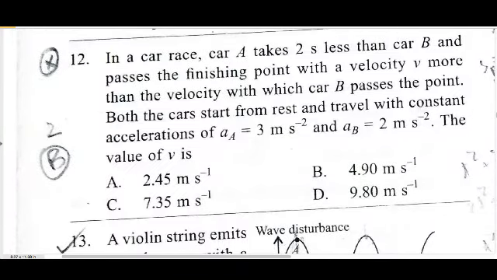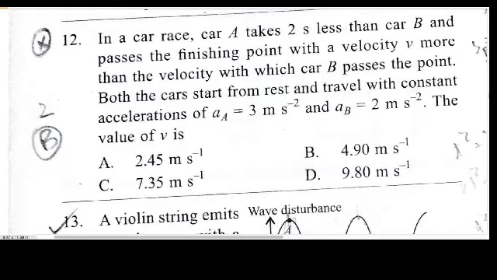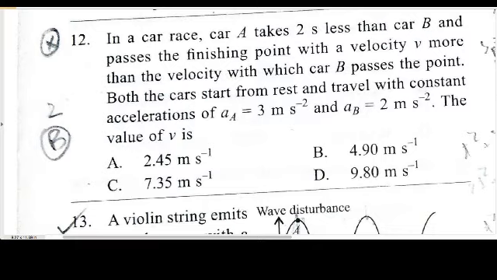And so now let us see the next question. In a car race, car A takes 2 seconds less than car B and passes the finishing point with a velocity of v more than the velocity with which car B passes the point. Both the cars start from rest and travel with constant acceleration. The acceleration of A is 3 meter per second square, and the acceleration of B is 2 meter per second square. Then the value of v is. So this is a question related to kinematics.